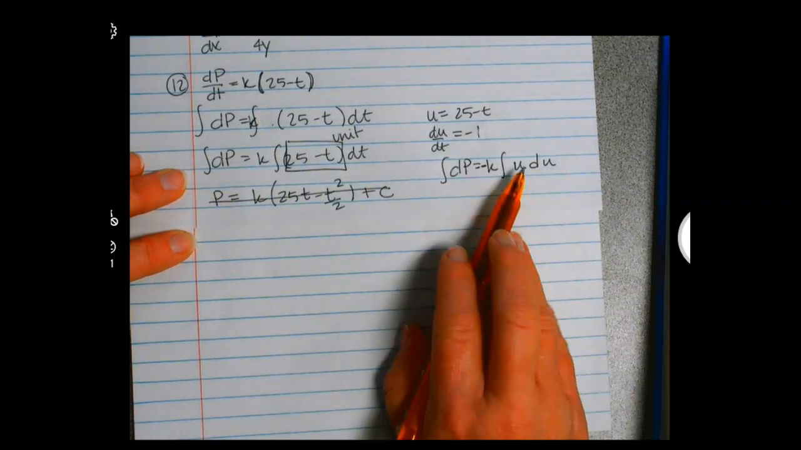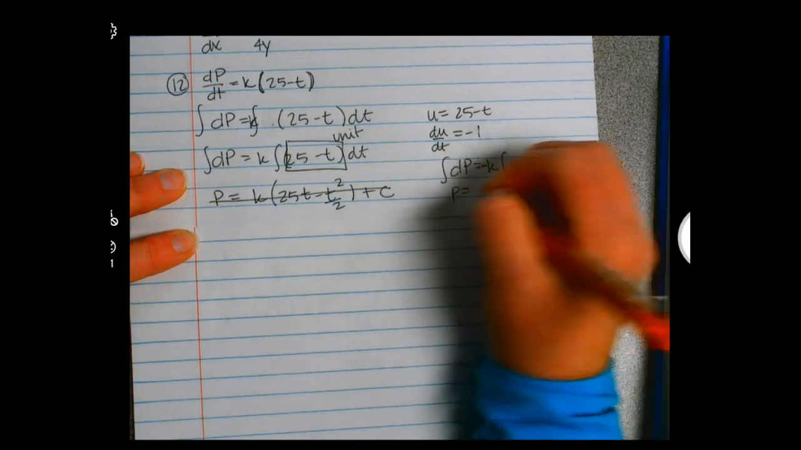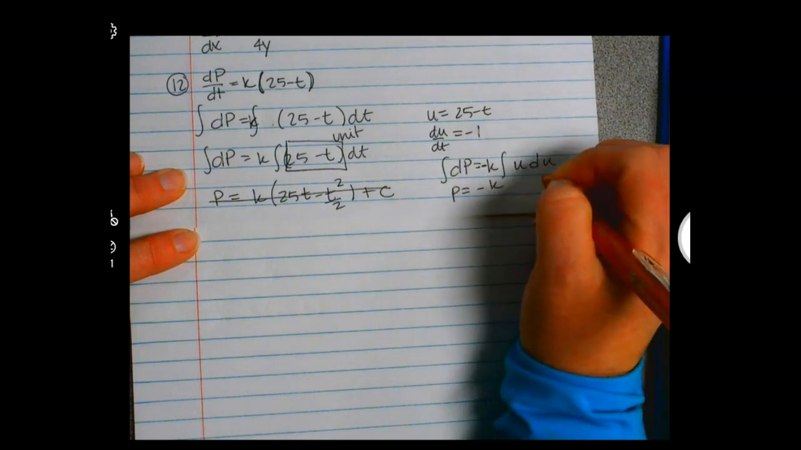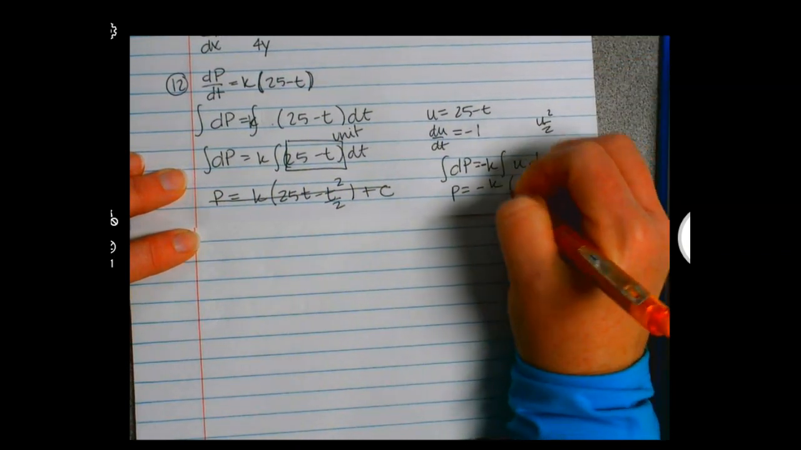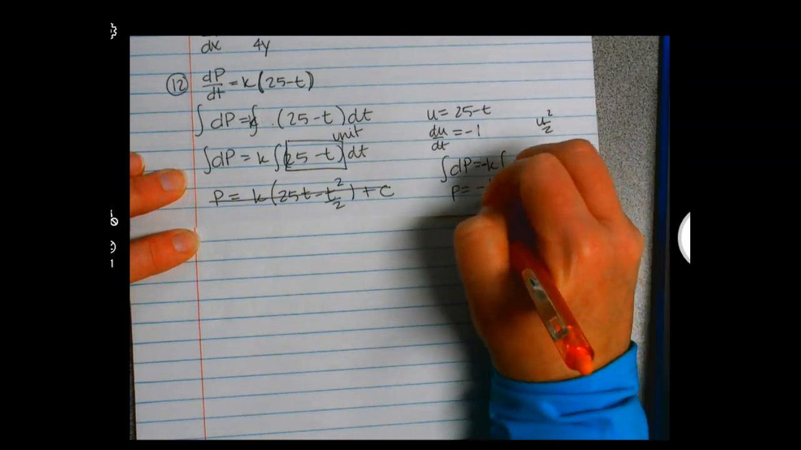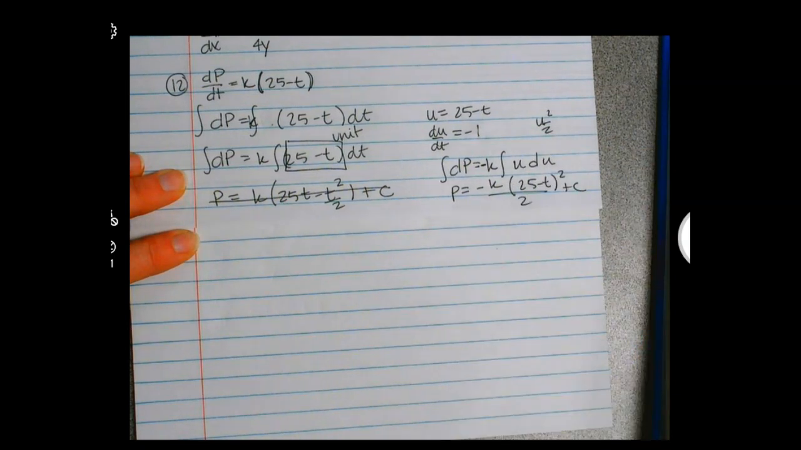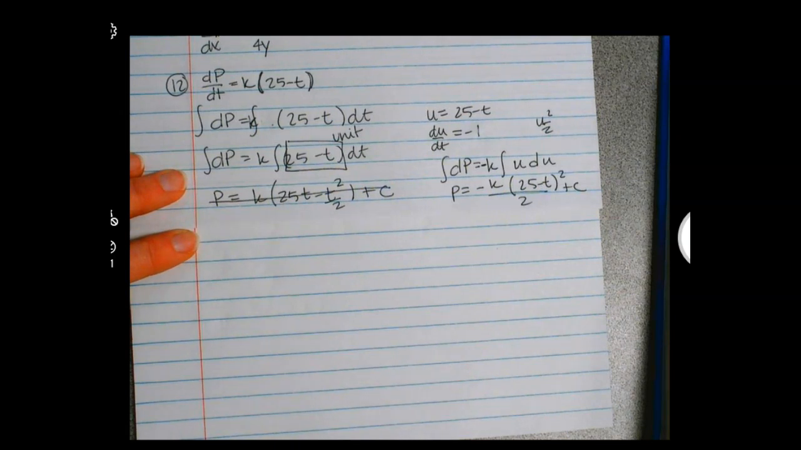And then that becomes u squared over 2, and that's how they got the k over 2. P equals negative k u squared over 2. So that's going to be 25 minus t all squared all over 2 plus c, which is what they got. So that unit part, I'll check and see if I can make sense of that.